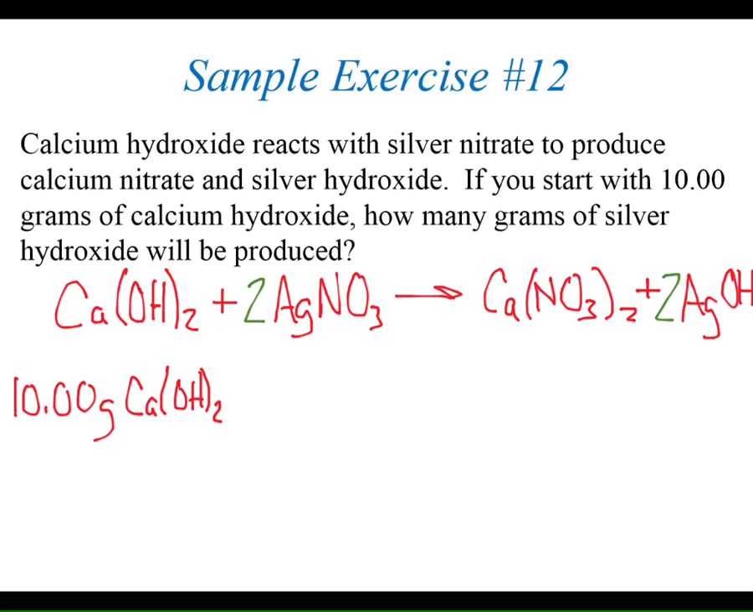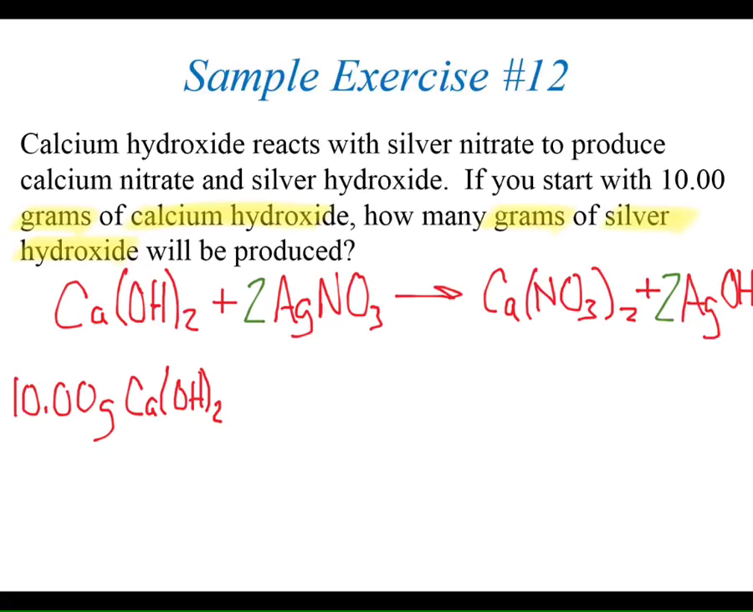If you start with that many grams of calcium hydroxide, how many grams of silver hydroxide will you produce? Okay, so I see lots of word clues in there. I see grams. That means I'm going to have to use molar mass. I want to go to grams, so I'm going to have to use molar mass again. But it's 2 different things. One of them is calcium hydroxide. One of them is silver hydroxide. So 2 different things, I've got to use the mole ratio.